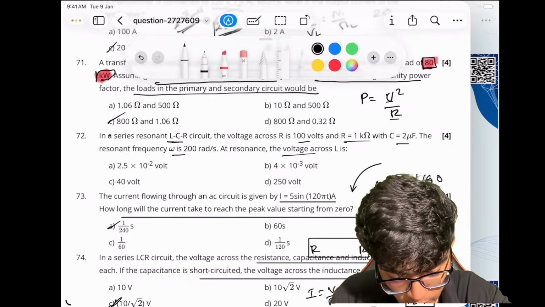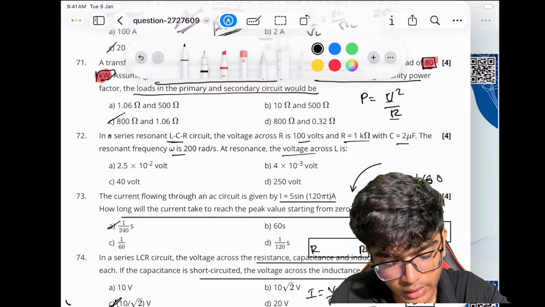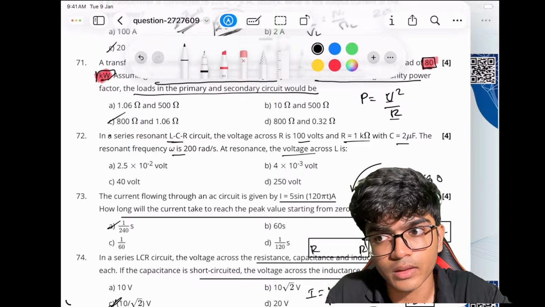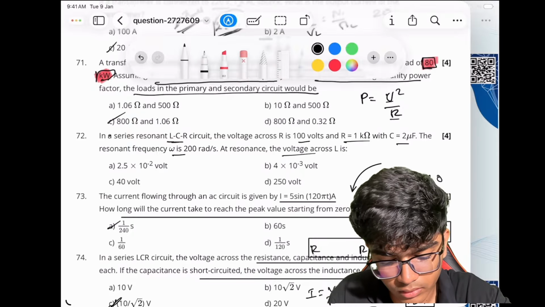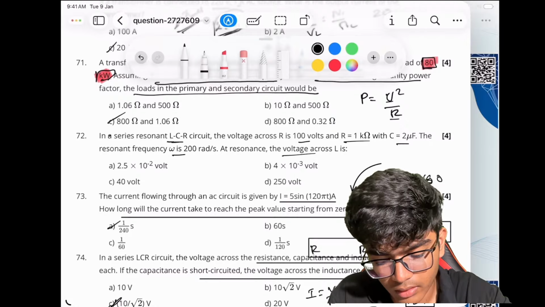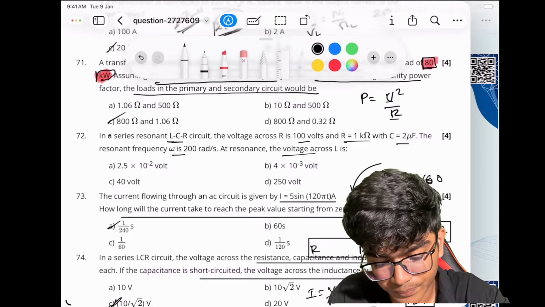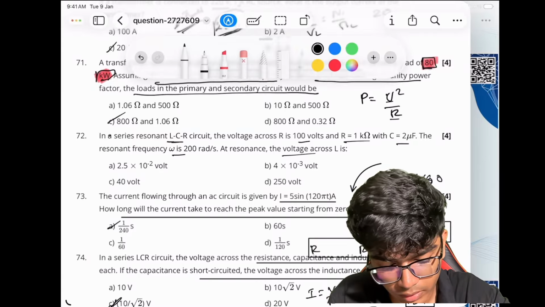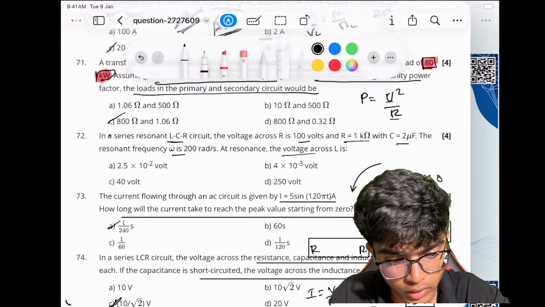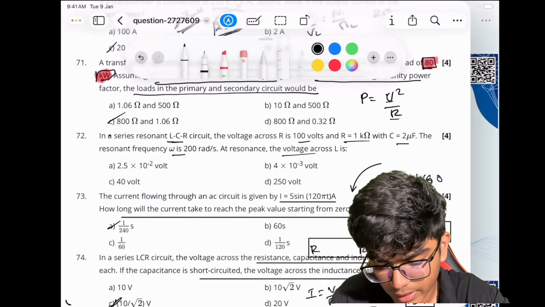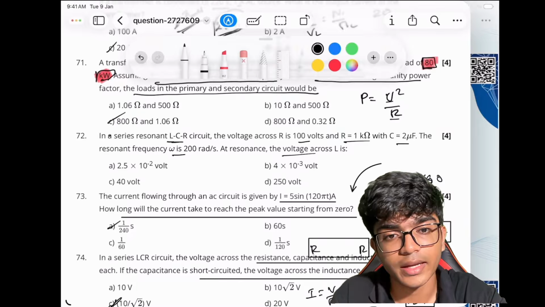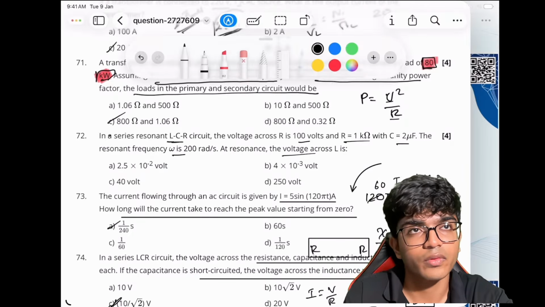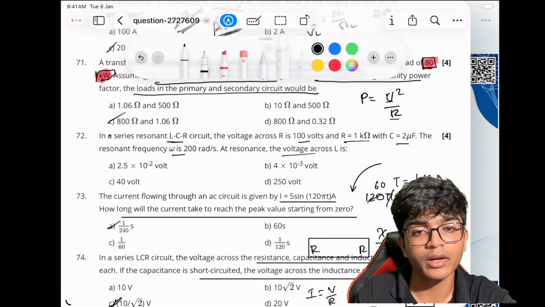40,000, 4 into 10 power 4, into 10 power 4, into 2 into 10 power minus 6, 8 into 10 power minus 2 is my... 100 divided by 8 is equal to my L. 100 divided by 8, that is 50 by 4, 25 by 2, 12.5. Okay, 12.5 is my inductance. 12.5 into 2 is nothing but 25. 12.5 into 25 into 200 is nothing but 250 volts.